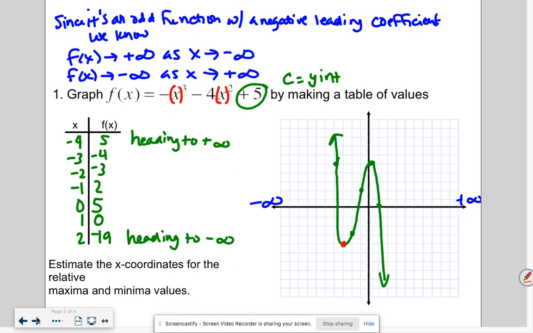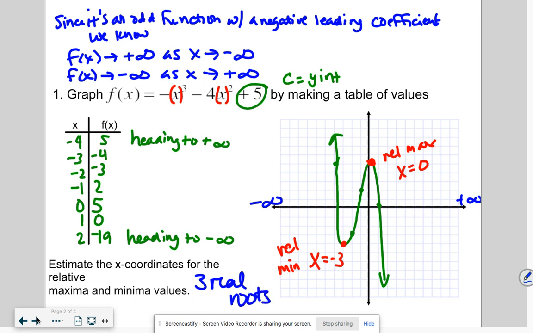So here is a relative minima at x equals negative 3. And here we have, oops, that should be at 0. We have a relative maxima at x equals 0. And so those are your two turning points. And we actually have 3 real roots, if you didn't notice that, which is pretty cool to see. We have 1 exact root, and then we have 2 that are estimated roots. So we have 3 real roots. I'm just adding that in there for you.